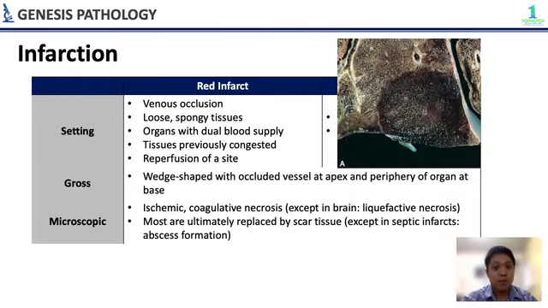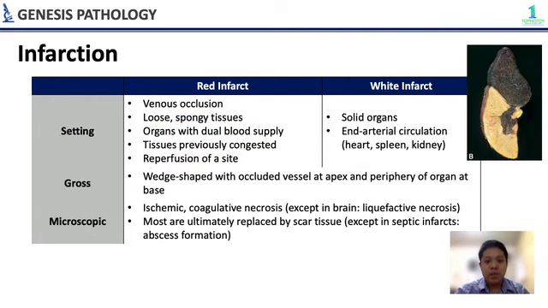Next, we have your infarcts. There is red infarct and white infarct. Red infarct happens in organs with dual blood supply, such as the lungs. So, right here, you can see that it is dark, really red. This is usually because of venous occlusion. It is seen in loose spongy tissues, and in tissues previously congested or with reperfusion of a site.